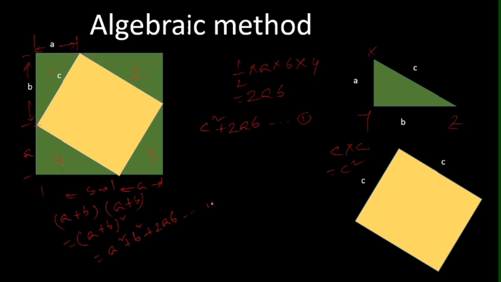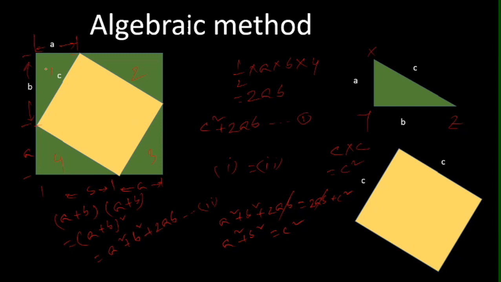This is equation number 2, and the areas in these two equations are actually the same. So equation 1 equals equation 2. So A square plus B square plus 2AB equals 2AB plus C square. We can cancel the 2AB and 2AB. So we can easily find A square plus B square equals C square.